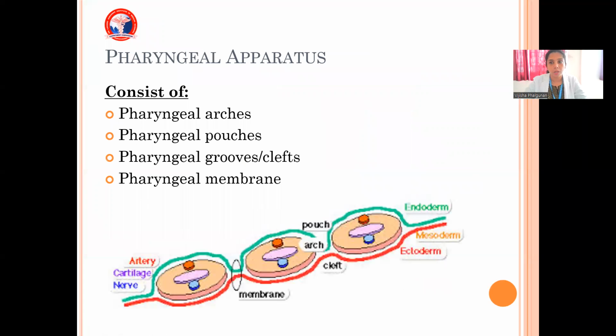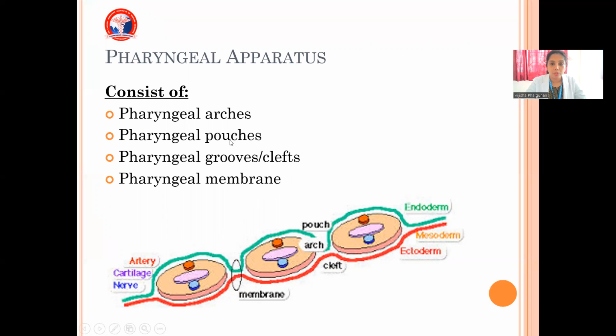Okay. So there is something called the pharyngeal apparatus. It is a group of things together. So many components you have. First one is your pharyngeal arch. Then you have pharyngeal pouches. Then you have pharyngeal grooves or clefts. Then you have a pharyngeal membrane. So pharyngeal arches, you already know, these are the mesodermal thickenings, obliquely placed in the form of rods, which are lined externally by ectoderm and internally by endoderm.